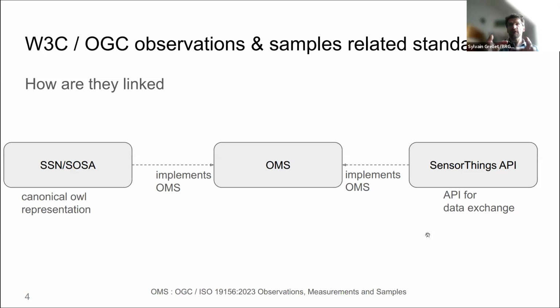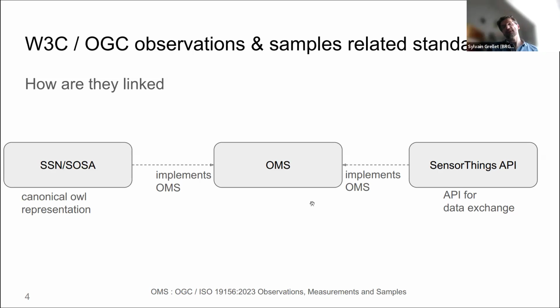So how are those observations and sample standards related? In the center of the slide, you see OMS. That's short for Observations, Measurements, and Samples. And if you look on the left side of the screen, on the semantic web part of the world, what's going on in the current revision of SSN SOSA is that it's been agreed that SSN SOSA will act as the canonical representation of the standard.